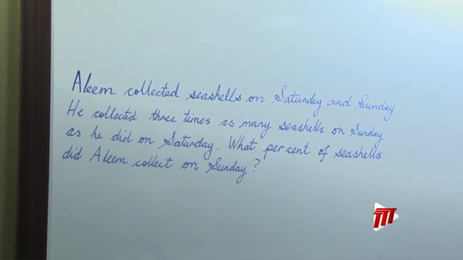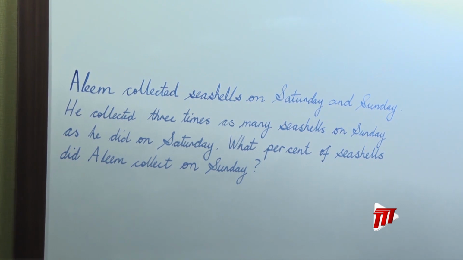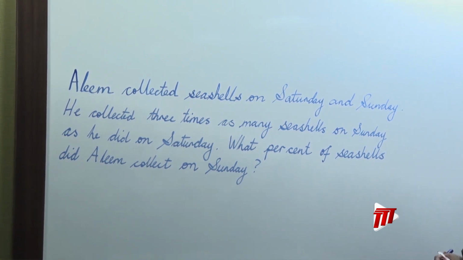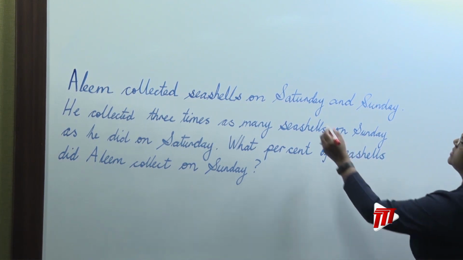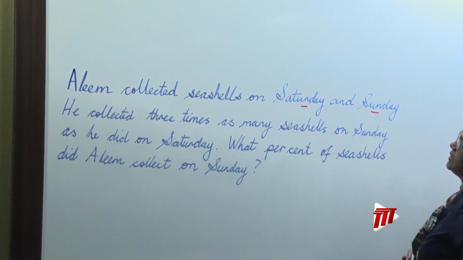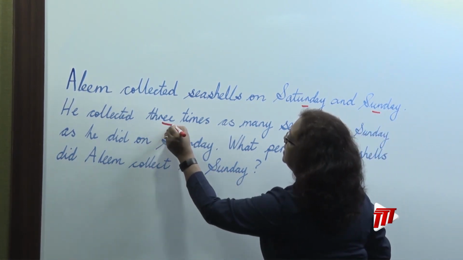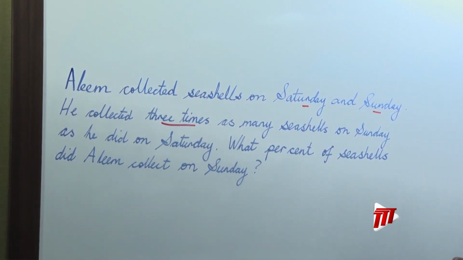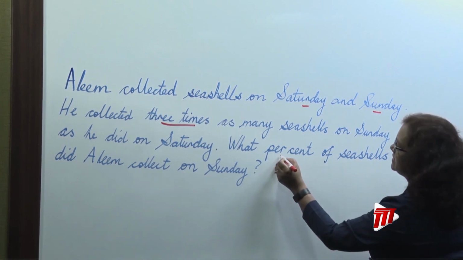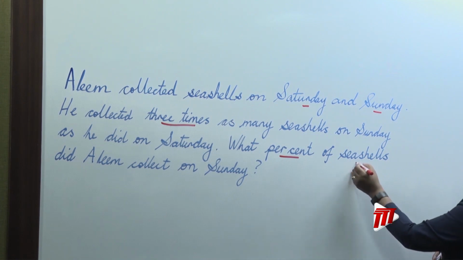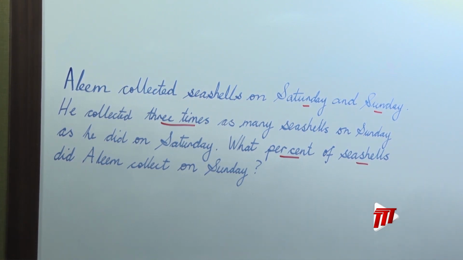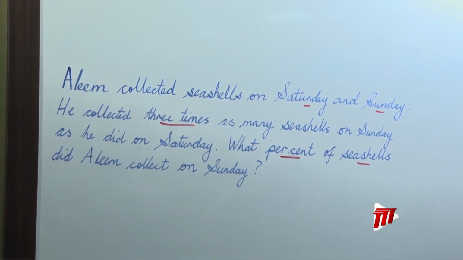So let's take a closer look at the problem and see what information we got. So we know that Aline collected seashells on 2 days, Saturday and Sunday. He collected 3 times as many seashells on Sunday as he did on Saturday. And we are asked to find what percent of seashells did Aline collect on Sunday. So what is our answer going to be? Our answer is going to be a percent of seashells.